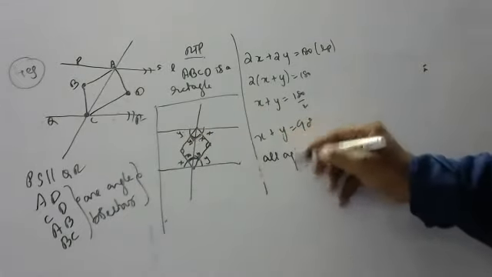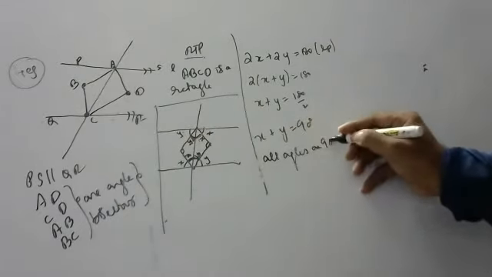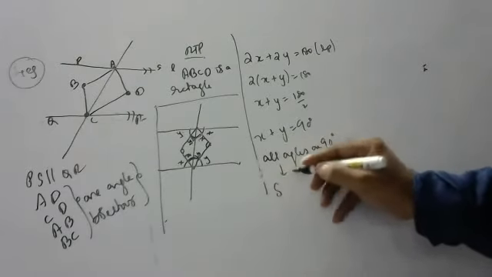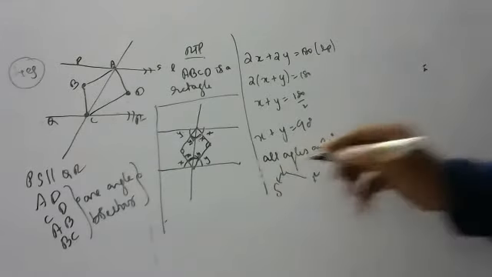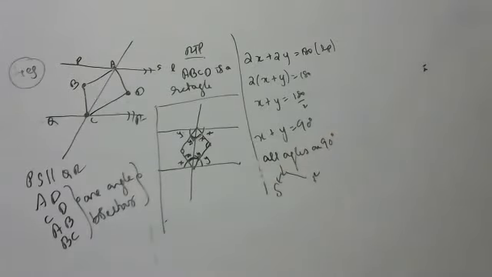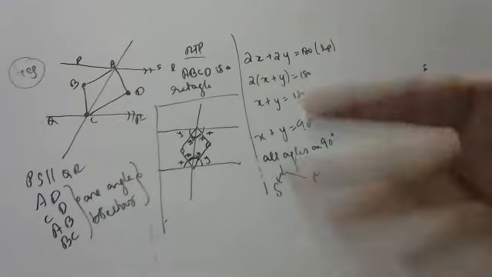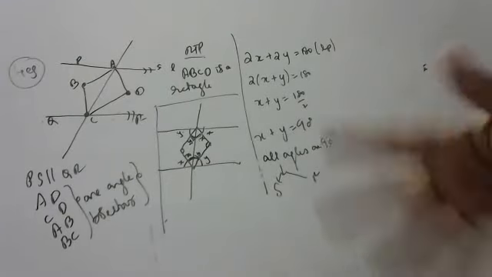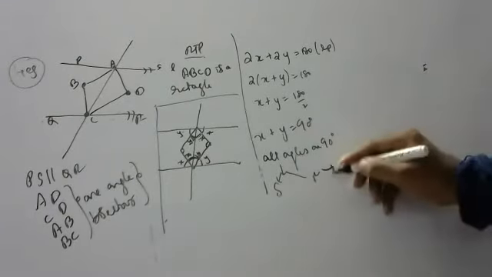All angles are 90. If all angles are 90, it can be a square or it can be a rectangle. But in this case, he asked to prove it as a rectangle. Happy, children, so we can claim it as a rectangle.